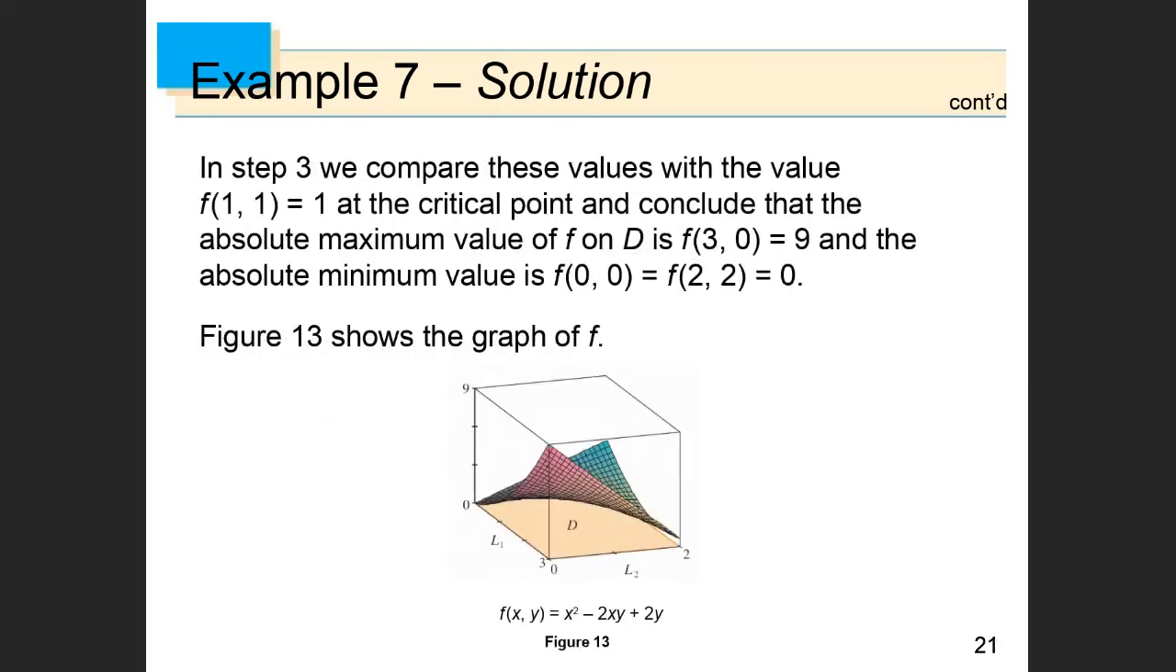Okay, guys, and this is just the drawing of the function itself, which is x squared minus 2xy plus 2, and the domain of which is the rectangle. And you see that the maximum would be at this point, and the minimum would be at 0.